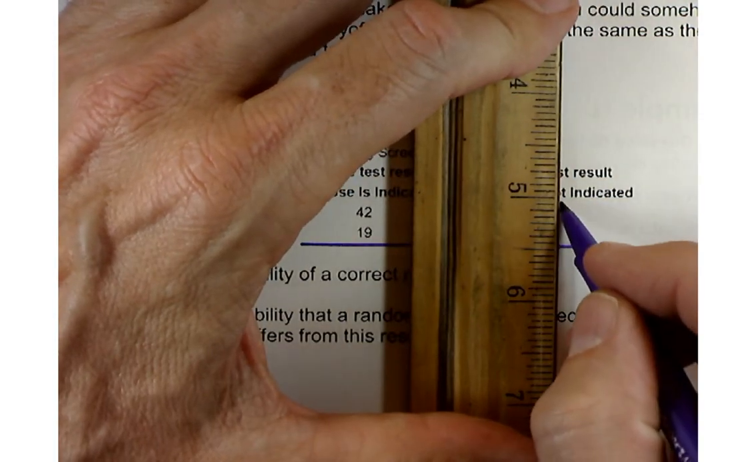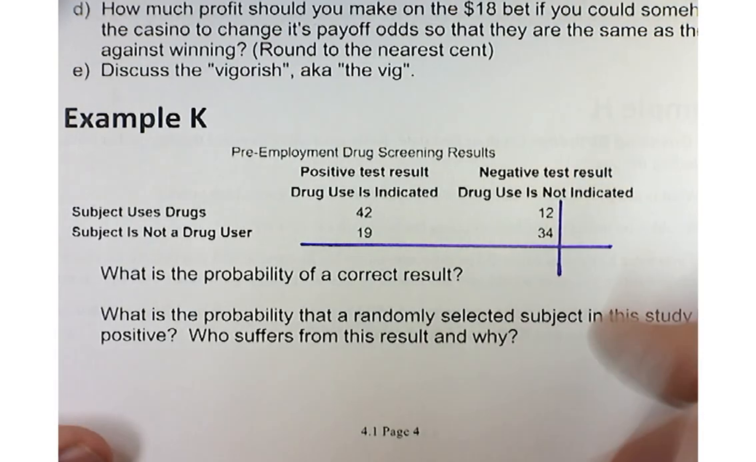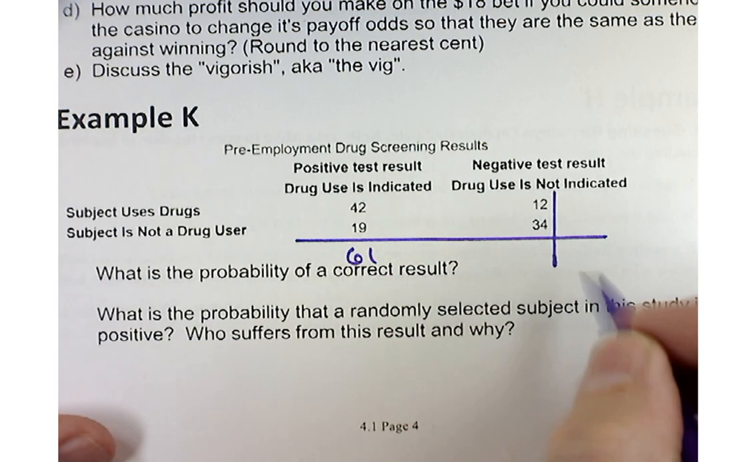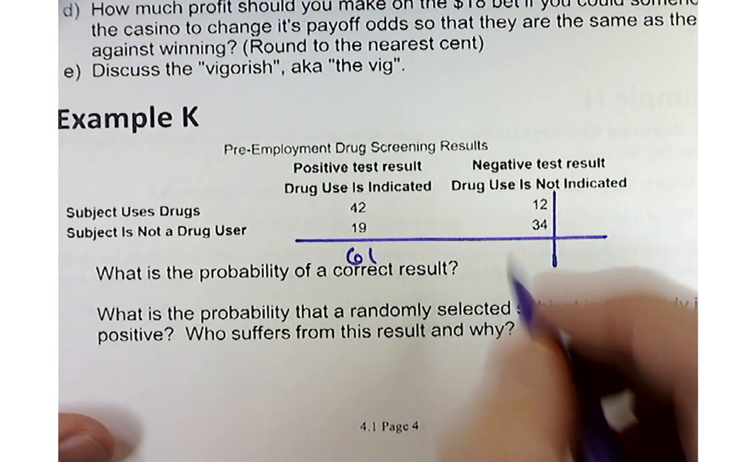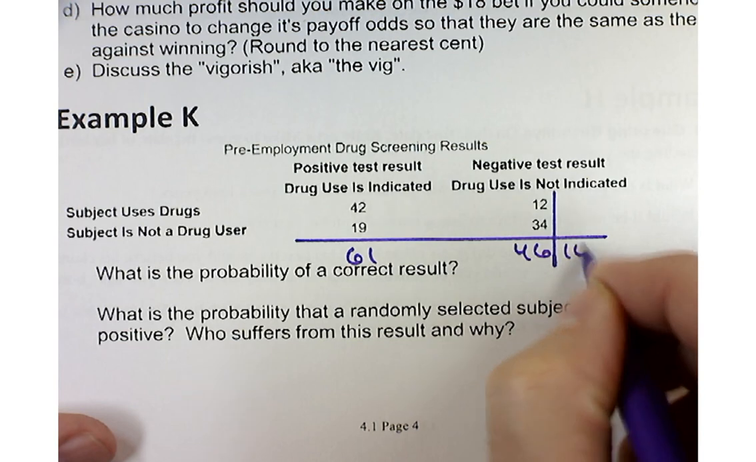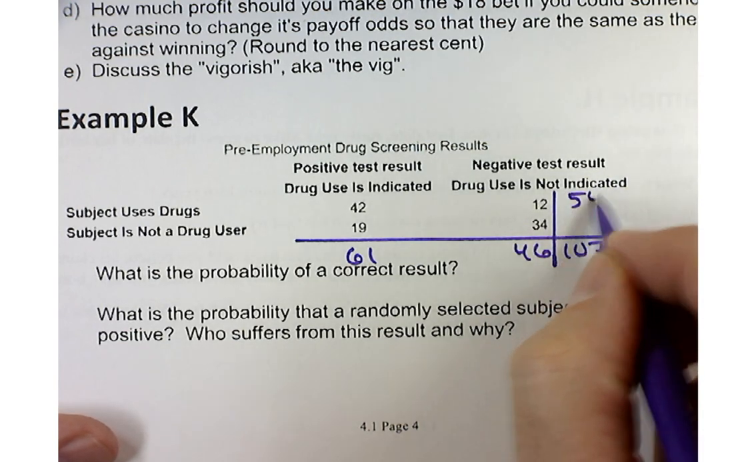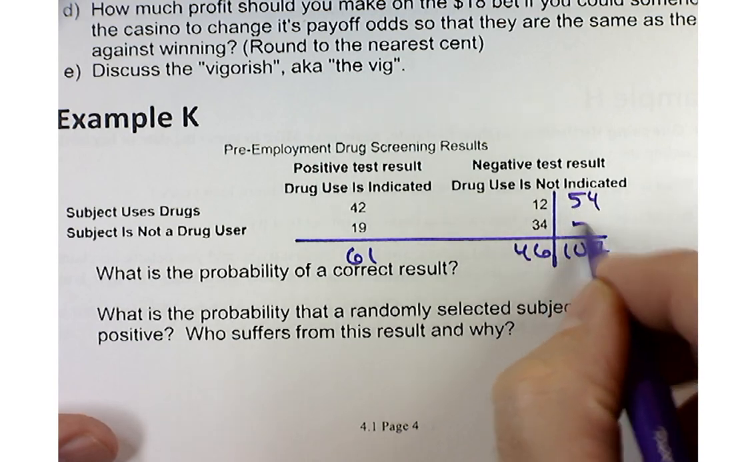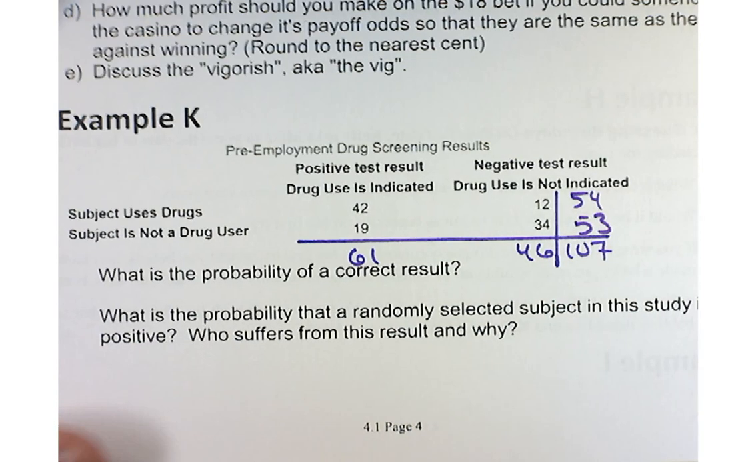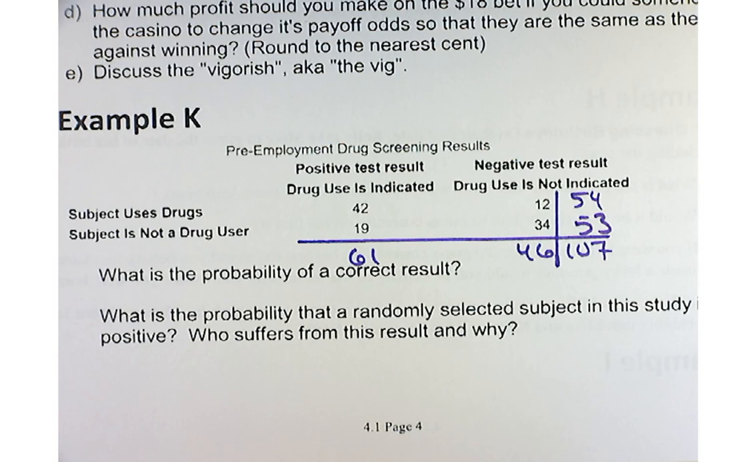Those of you familiar with accounting. So down here, we're going to have 61. Over here, we're going to have 46. For a total of 107. Now those numbers better match up when I do it this way, 54 and 53. Yeah, all right, that gives me 107 people went through this drug screening program. And you've got this cross table of results.